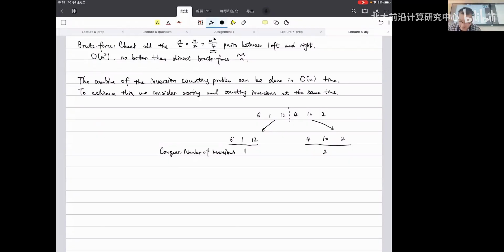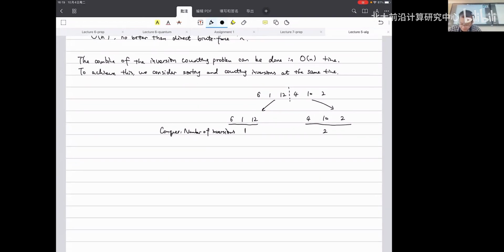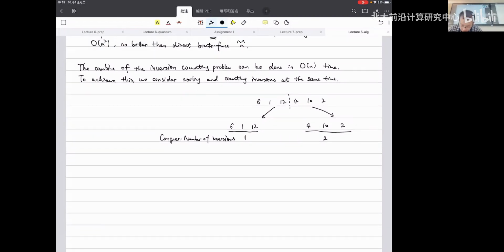But here we consider a merge and sort. One key observation here: sorting in left and right does not change the inversion pairs between left and right.